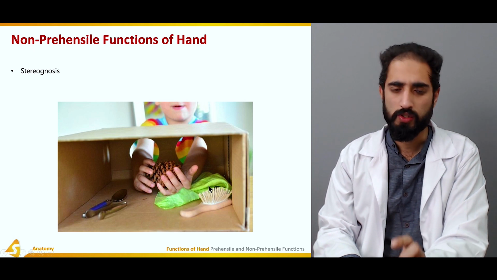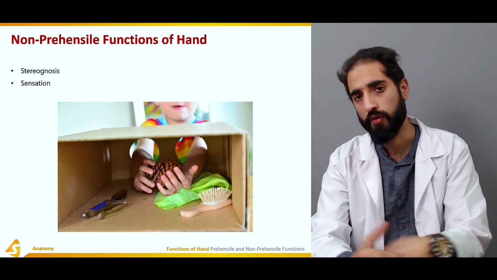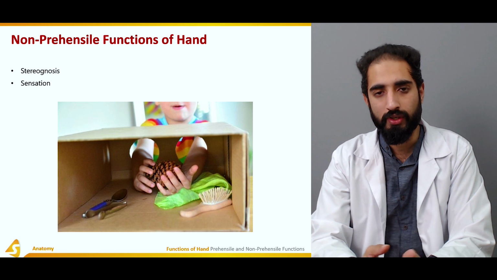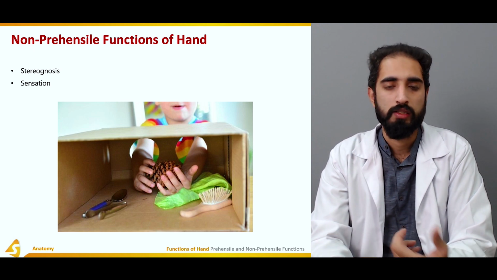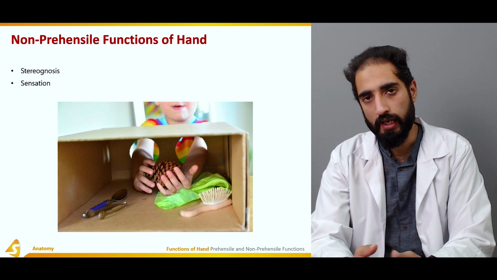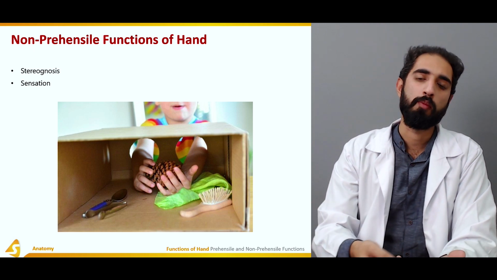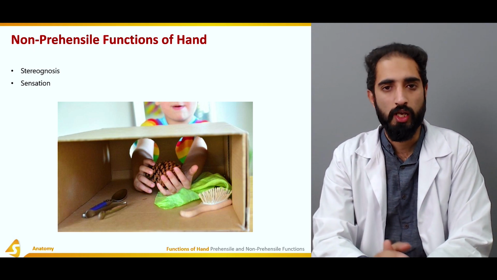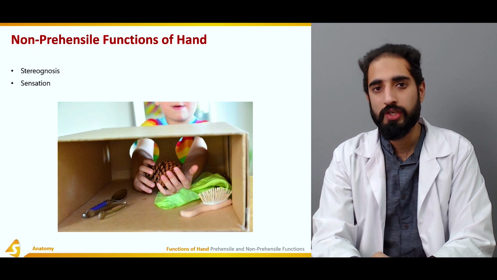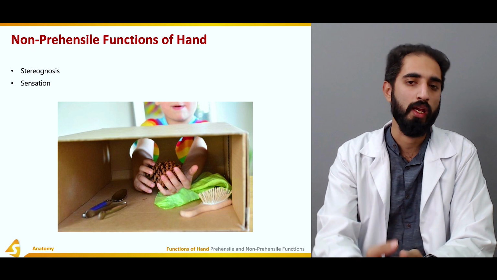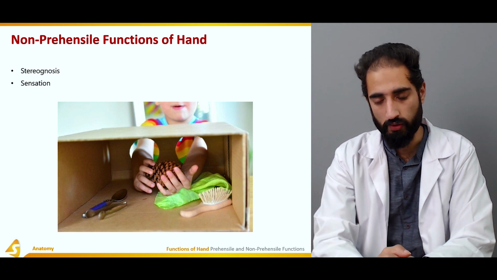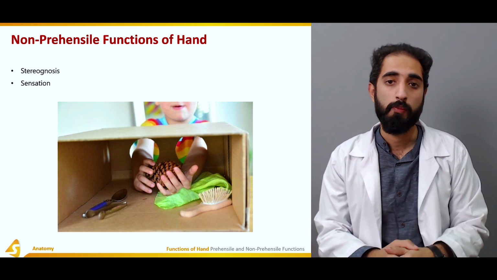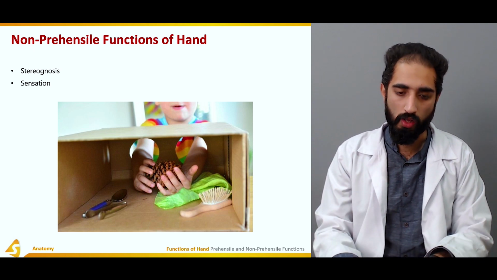Another very important thing is stereognosis. Stereognosis is also a sort of sensation, in which we can hold an object with our hands, and without even looking at it we can guess what it is. For example, if a lady puts her hand in her handbag and wants to take out her lipstick or her hairbrush, she doesn't even take a look, and she knows what she's taking out of her handbag. That is known as stereognosis, and it is one of the very important functions of the hand, and it coincides very perfectly with the prehensile functions of the hand as well.